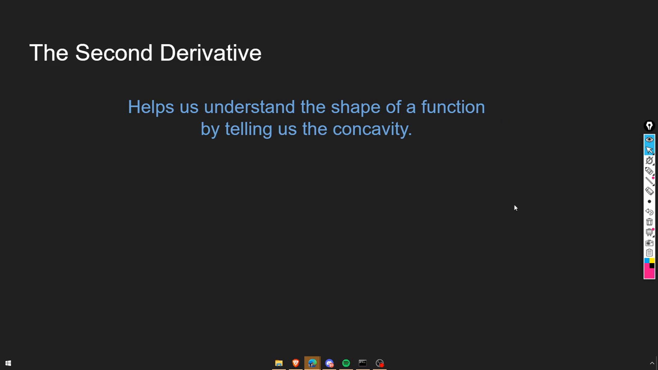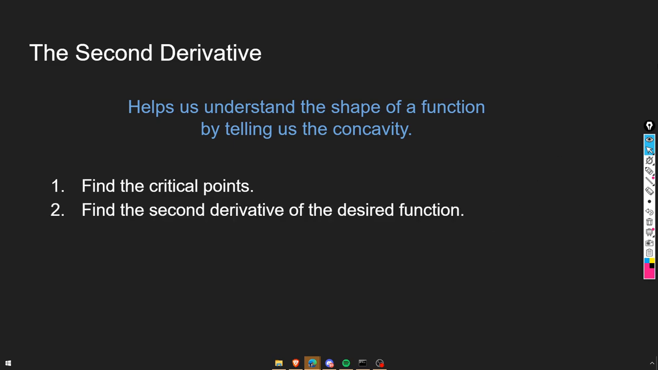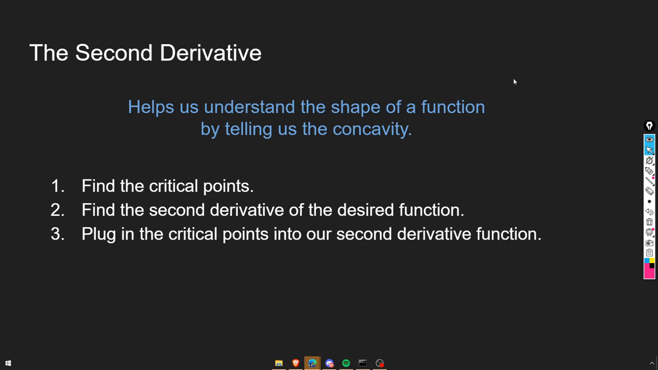So, what are the steps to actually doing that? Well, first we have to find the critical points where the function could actually change concavity from concave up to concave down. Next, we have to find the actual second derivative to apply those critical points to. And third, we have to plug the critical points into that function, and based on our results from that, we can determine the concavity of our function.